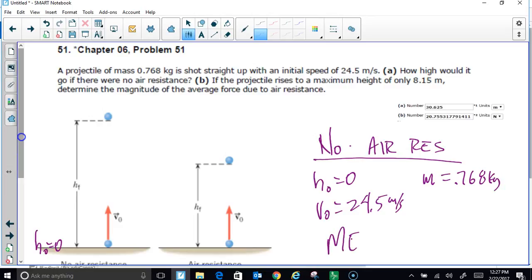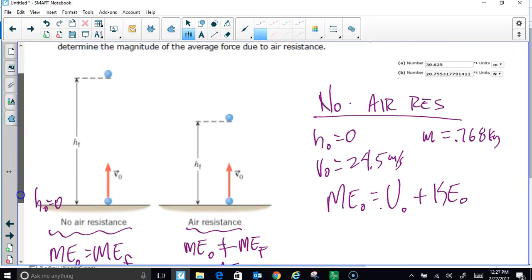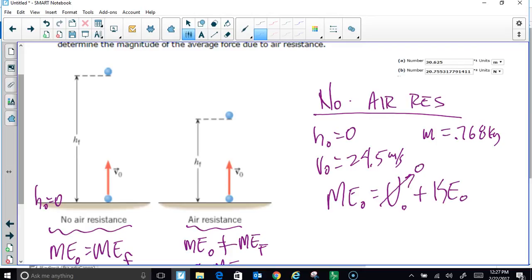So the initial mechanical energy will equal the initial gravitational potential energy. I should just say potential because there could be a spring or something involved, but in this case there isn't. So plus the initial kinetic energy. Well, since we're starting at ground level, this will be 0. And the initial mechanical energy is all going to be in the form of kinetic: 1/2 m, which is 0.768 kilograms, times v squared, 24.5 meters per second squared.